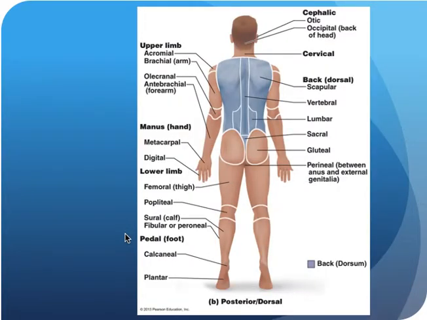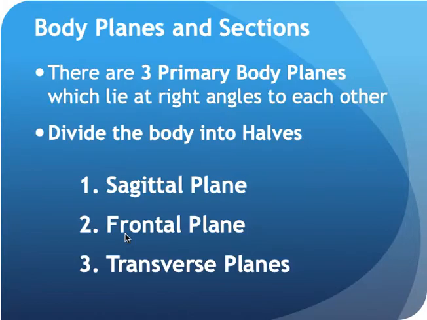Okay, so you have a front side and a back side, and again, I get a lot of different terms that are going to pertain to certain regions of the body. So now we get to body planes and sections. You have three primary body planes, okay? They're going to lie at right angles to each other.